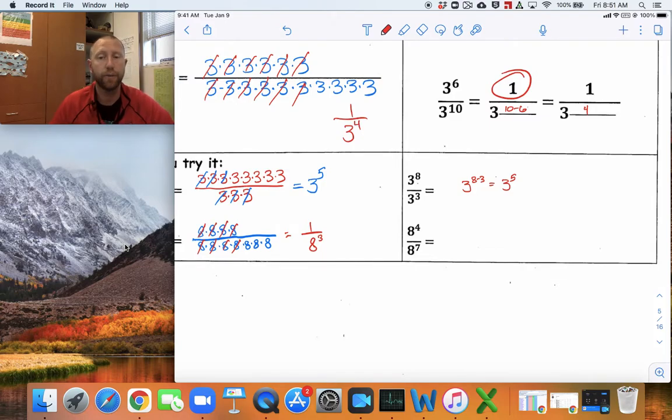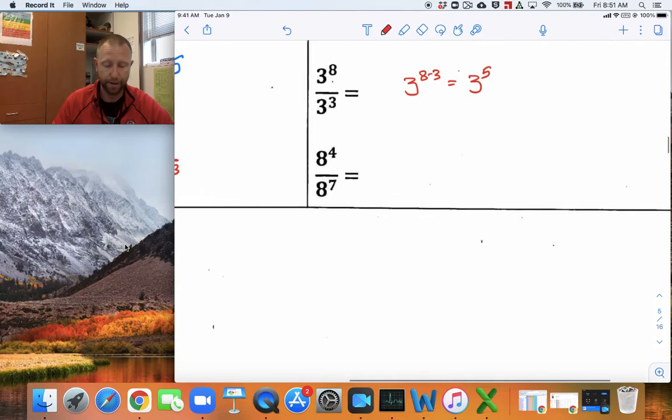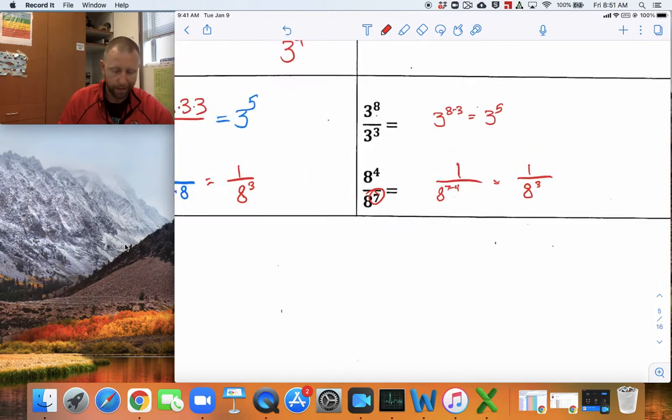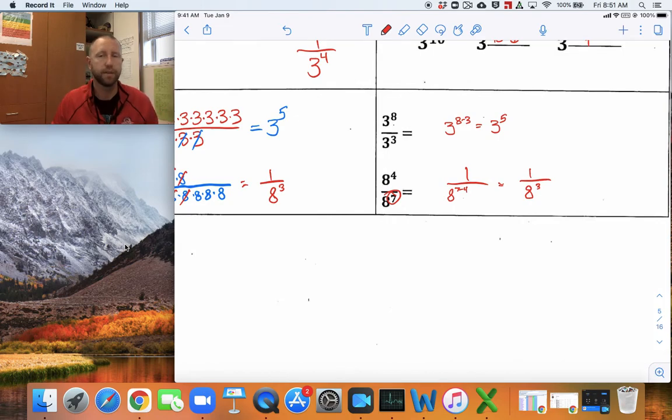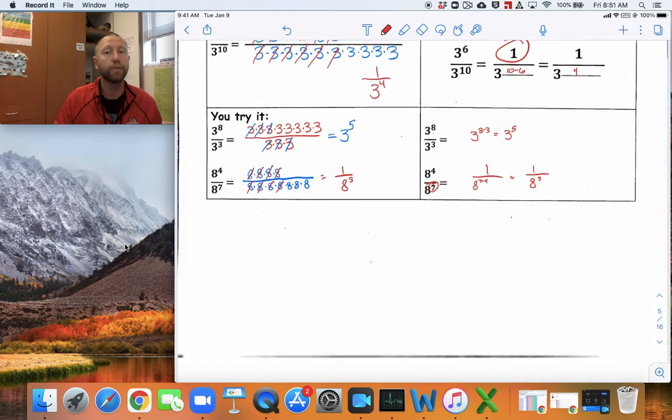Now, 8 to the power of 4 divided by 8 to the power of 7. Oh, I notice the bigger exponent is on the bottom. So I'm going to put this under 1 and then just do the same thing. 7 minus 4, and that's going to equal 1 over 8 to the power of 3. When I look over, it's what we got when we did it the expanded format way.